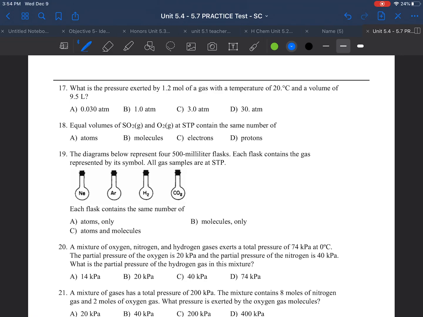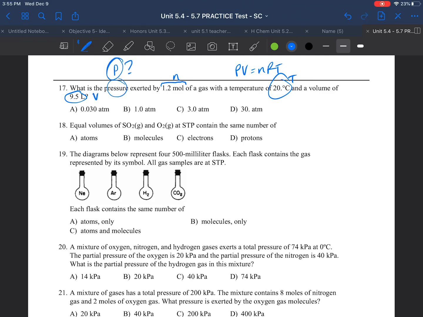All right, number 17. So what is the pressure exerted by, we have moles. And so if you have an indication of moles, you know right away you're using the ideal gas law. But anyway, we have a temperature of 20 degrees Celsius. That's a T. And a volume of 9.5 liters. It's asking what pressure.